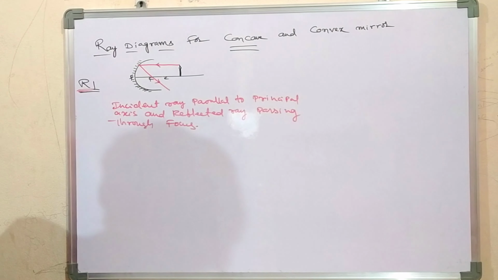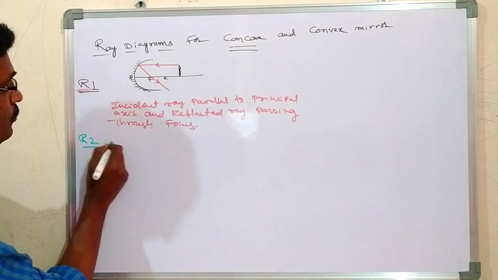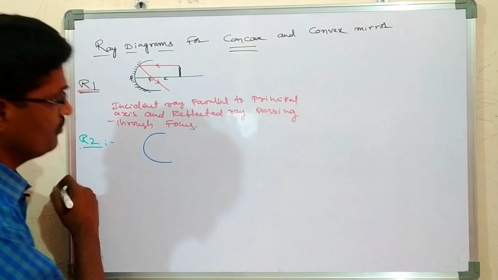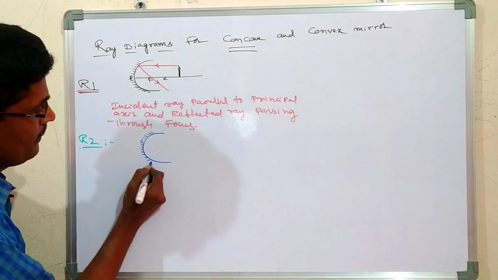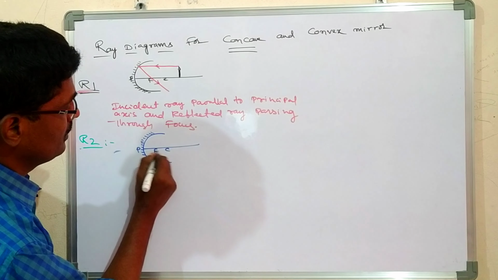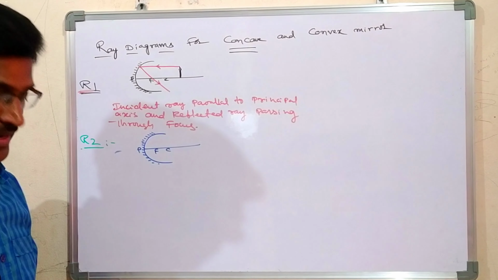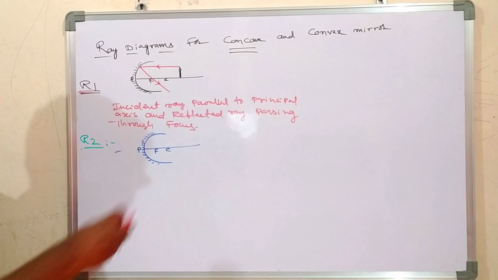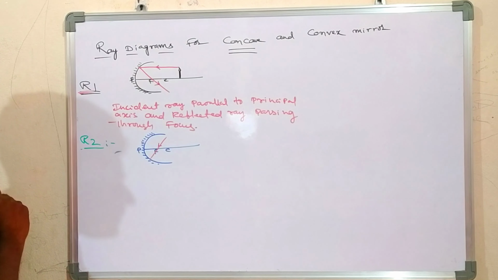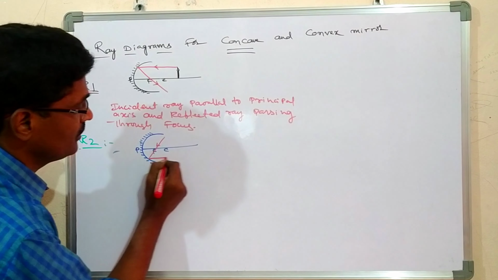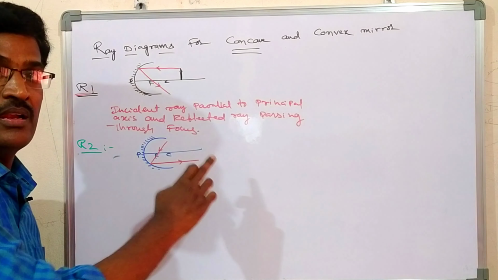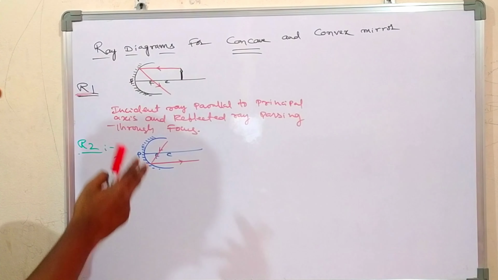Now come to the second rule for the concave mirror, R2. What is the rule for R2? Now it is a concave mirror. Here is the principal axis, the center of curvature and the focus. The incident ray passing through the focus, after meeting the mirror, gets reflected parallel to the principal axis, which is opposite to the first one.